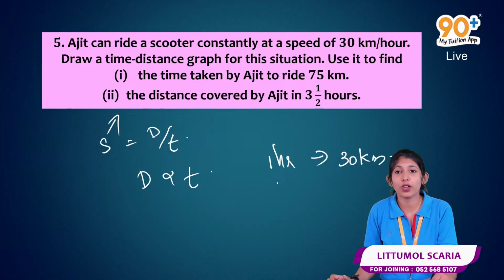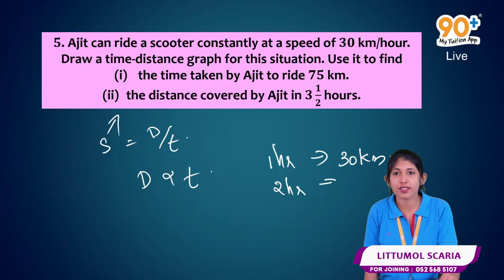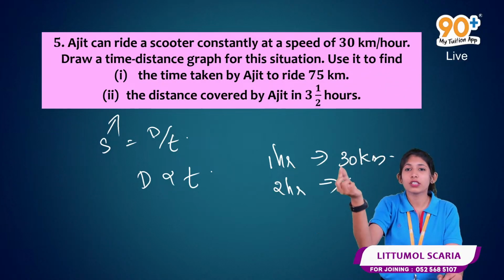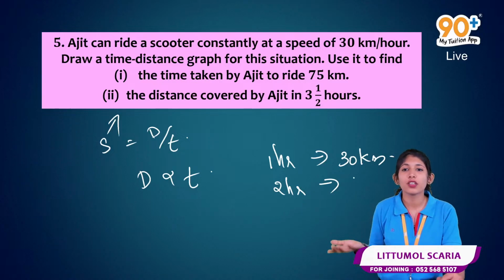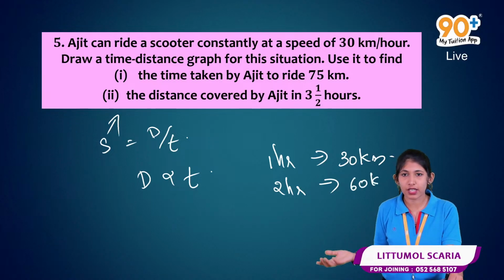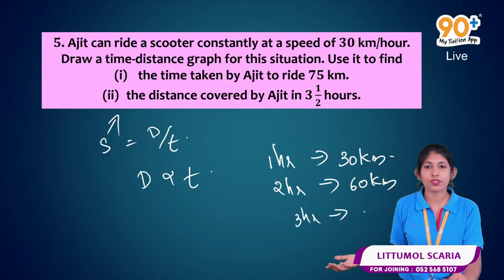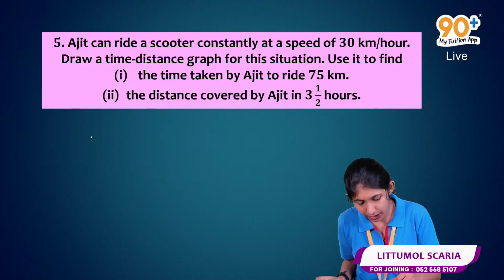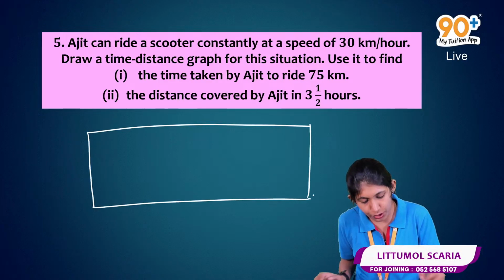So what about 2 hours? It's directly proportional. When the time increases, the distance also increases. Per hour, 30 kilometer per hour. 1 hour, 30 kilometer. So 2 hours, of course, 2 into 30, 60 kilometer. 3 hours, 3 into 30, 90 kilometer. So here comes your table, which says, so what is the graph that you are supposed to draw?